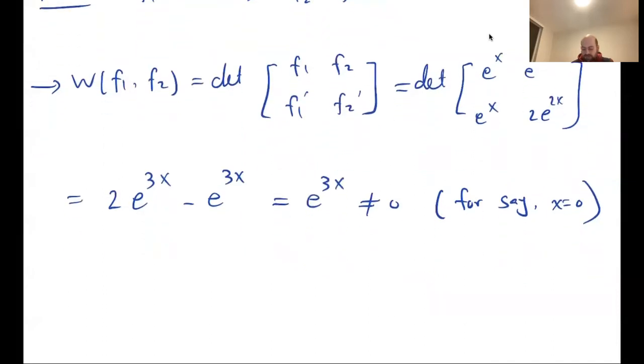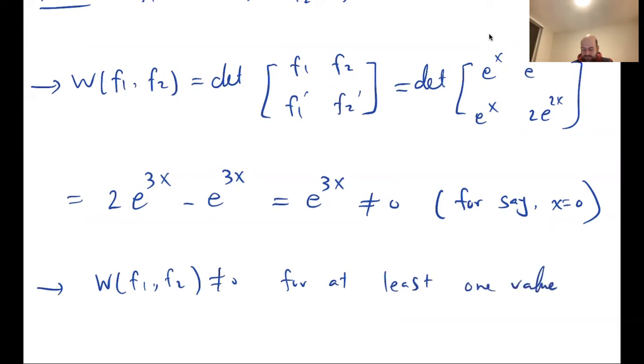And therefore, since the Wronskian is not 0 for at least one value of x, we can say W of f1 and f2 is not 0 for at least one value of x. And that means f1 and f2 are linearly independent.